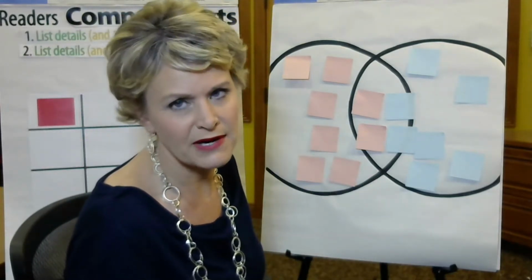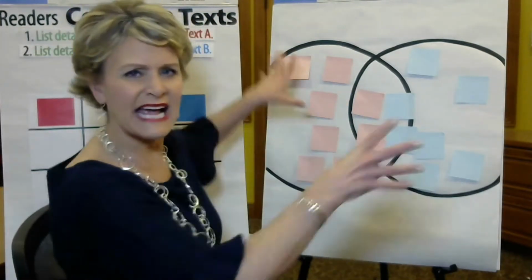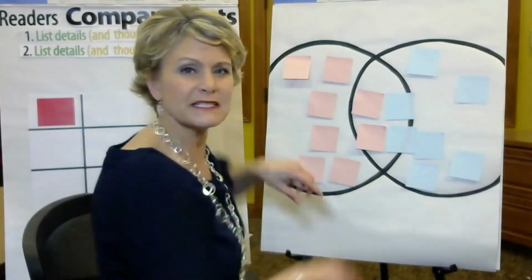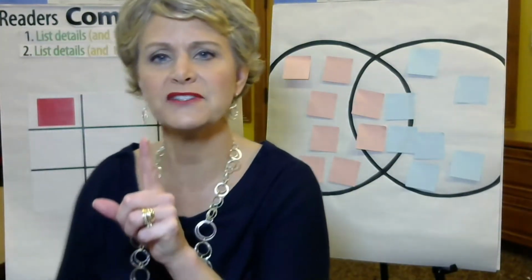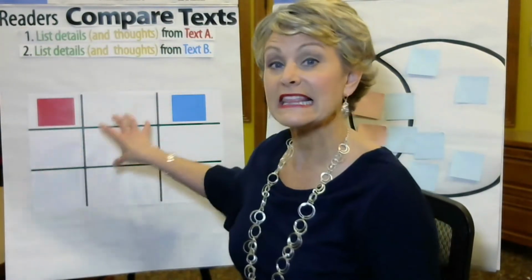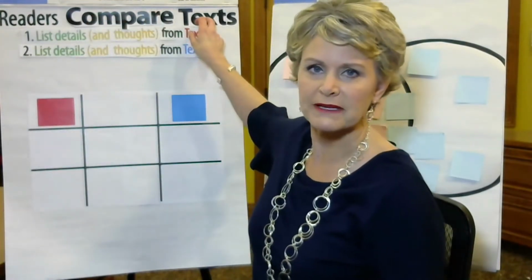Yeah, that's the problem. The problem with the Venn is it just catches all your details. That's all it does. It separates, but it doesn't actually organize. And that's where I want to introduce you to the T chart, or what some people call the H chart. This is what readers and writers use whenever they're trying to compare texts or topics.